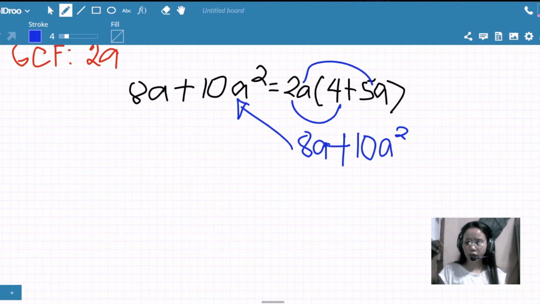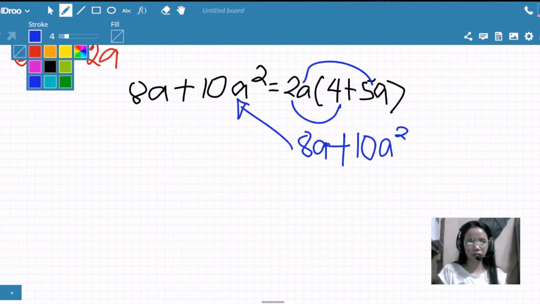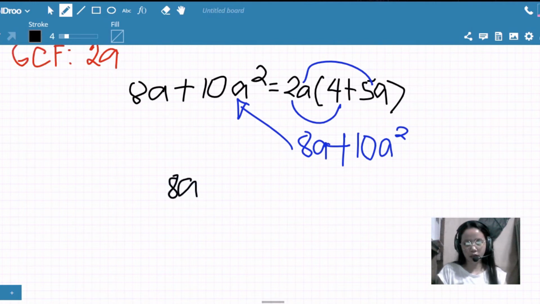Now, if you will not be using the long method, it will be easier and faster for us to find the factored form of this kind of expression. So let's do that without the use of the long method. So 8a plus 10a squared.